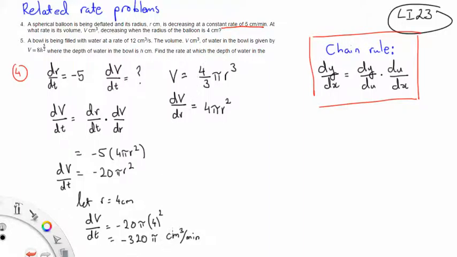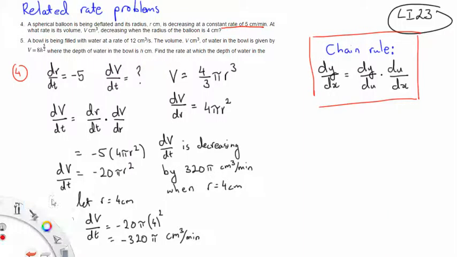So here it's important to note we've decided to define the negative sign to be decreasing. So if we were to answer this as a sentence, we might say something like: dV/dt is decreasing by 320 pi centimeters cubed per minute when r equals 4 centimeters.